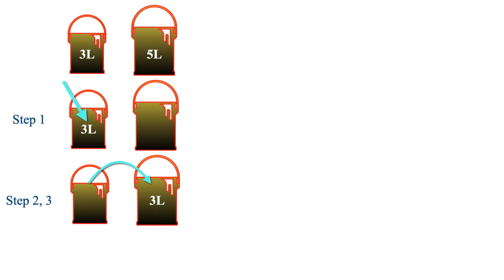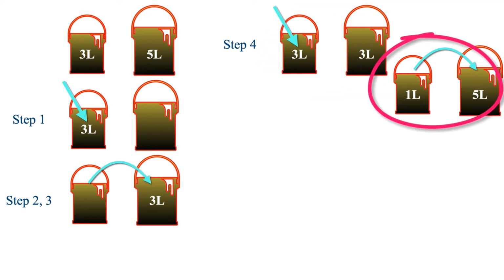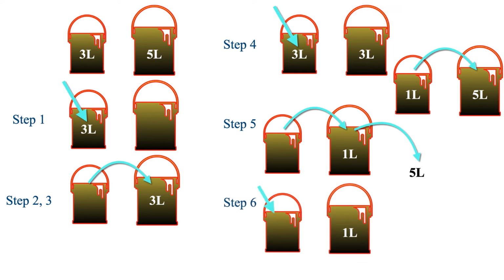more liters. Now in step 4, again fill the 3 liter bucket and pour it into the 5 liter bucket. If the bucket was full, that means the remaining water in the 3 liter bucket is 1 liter. In step 5, pour that 5 liters of water down and fill it with the 1 liter of water which was remained in the 3 liter bucket. In the next step, again fill the 3 liter bucket and pour into the 5 liter bucket. Now the result will be 4 liters of water in the 5 liter bucket.